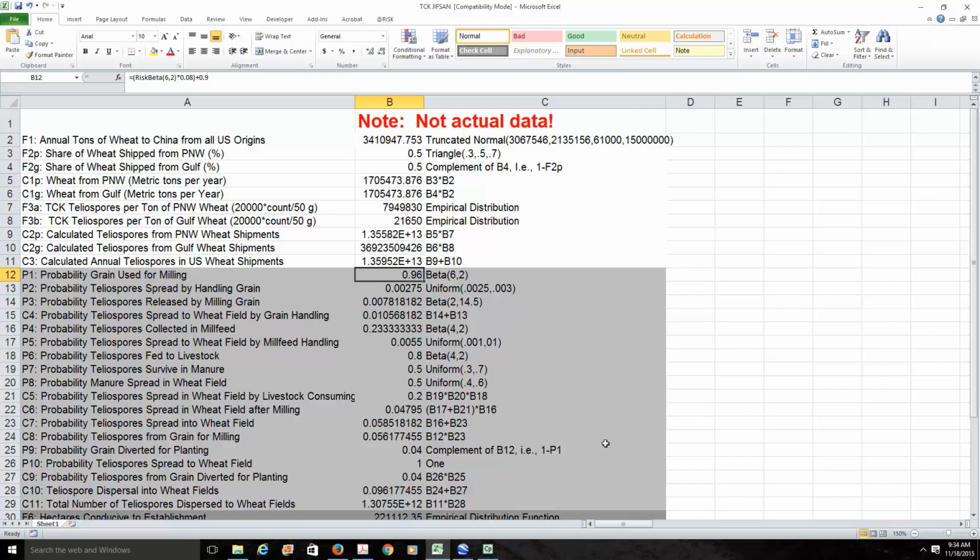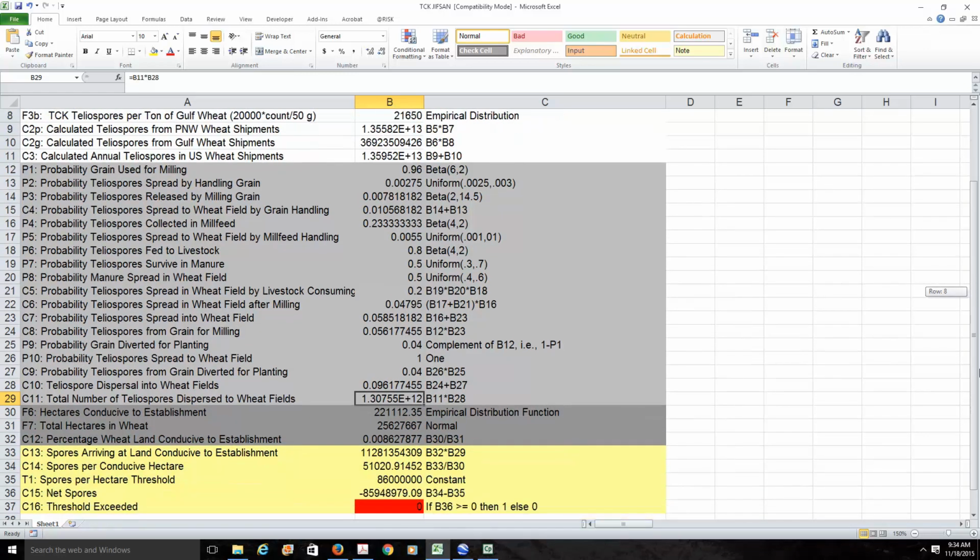So skipping the details for the moment and jumping down to row 29 here, the number of spores that could be dispersed to wheat fields, of the 10^13 spores, 10^12 of them could be dispersed to wheat fields.